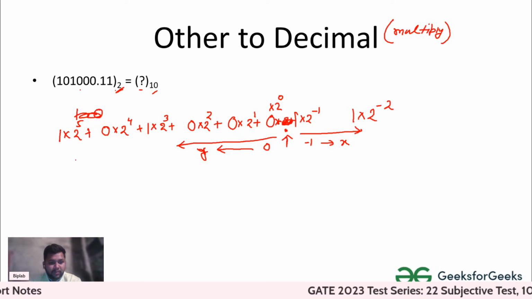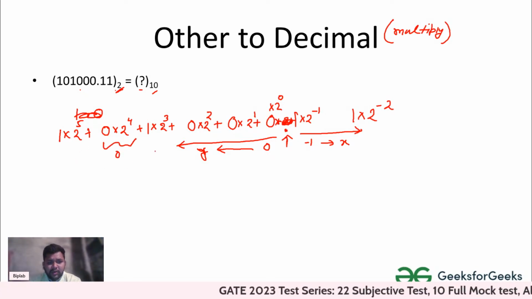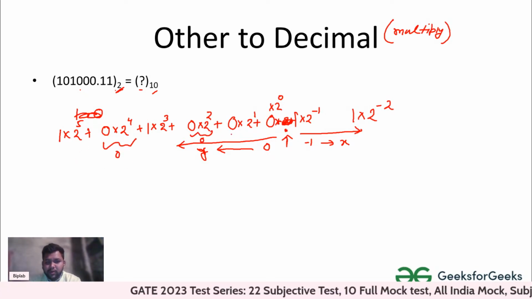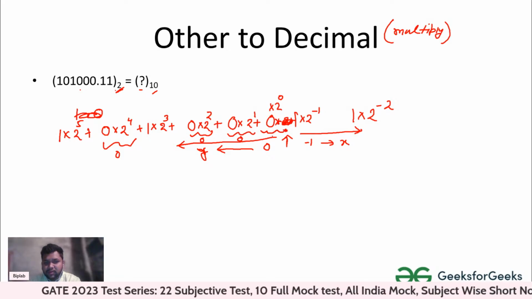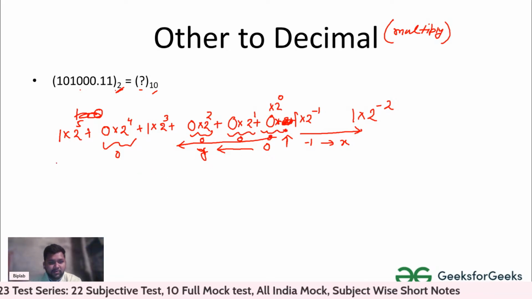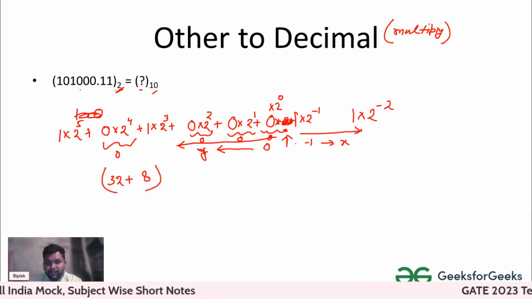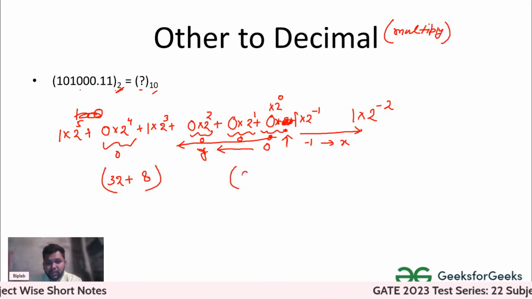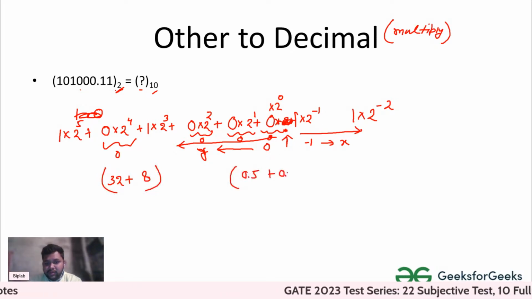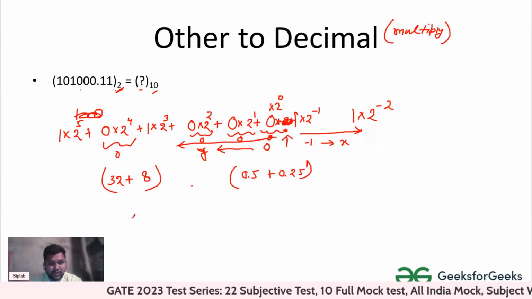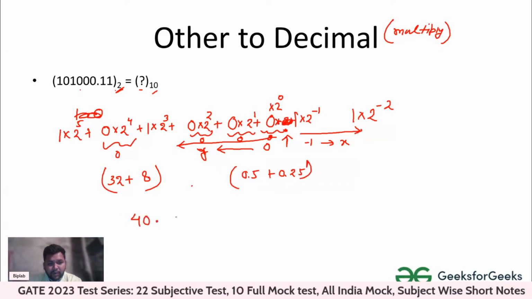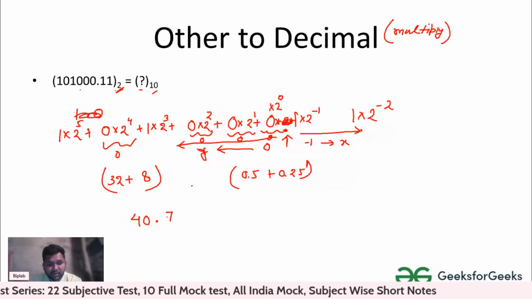This is a zero term, you don't need to calculate it, you can simply discard those. Otherwise it is 32 plus 8. And here it is coming 0.5 plus 0.25, which results in 40.75.